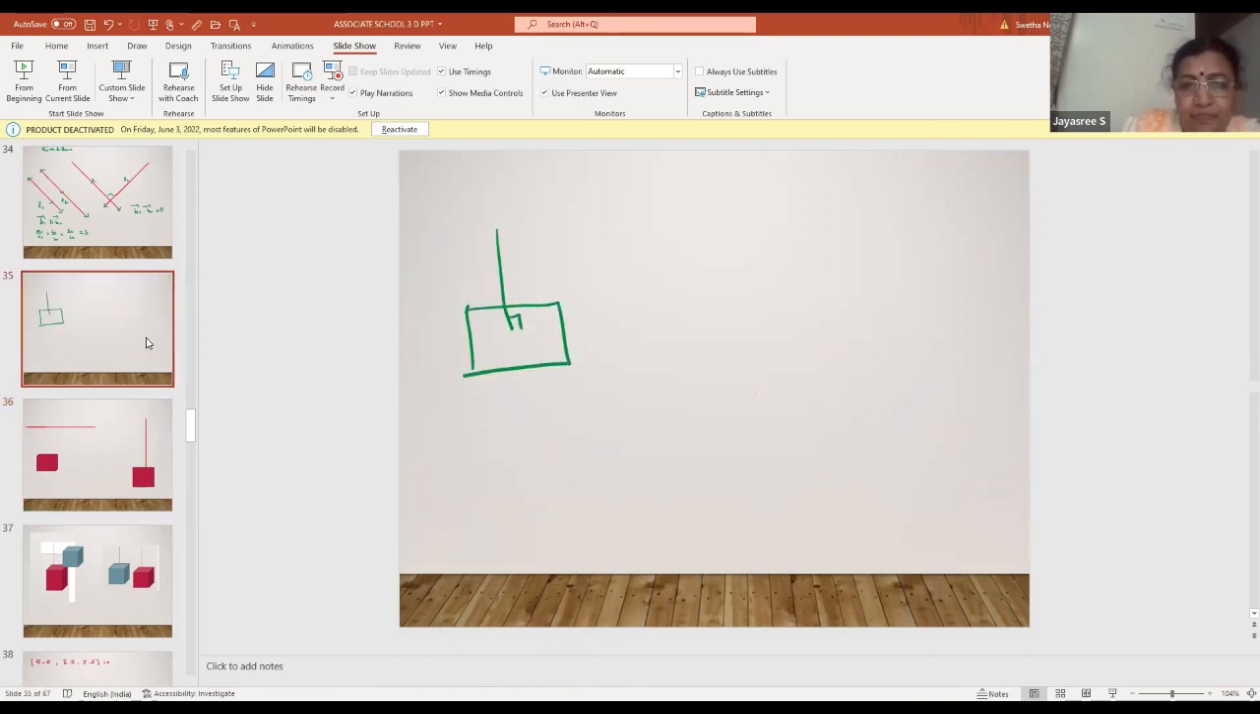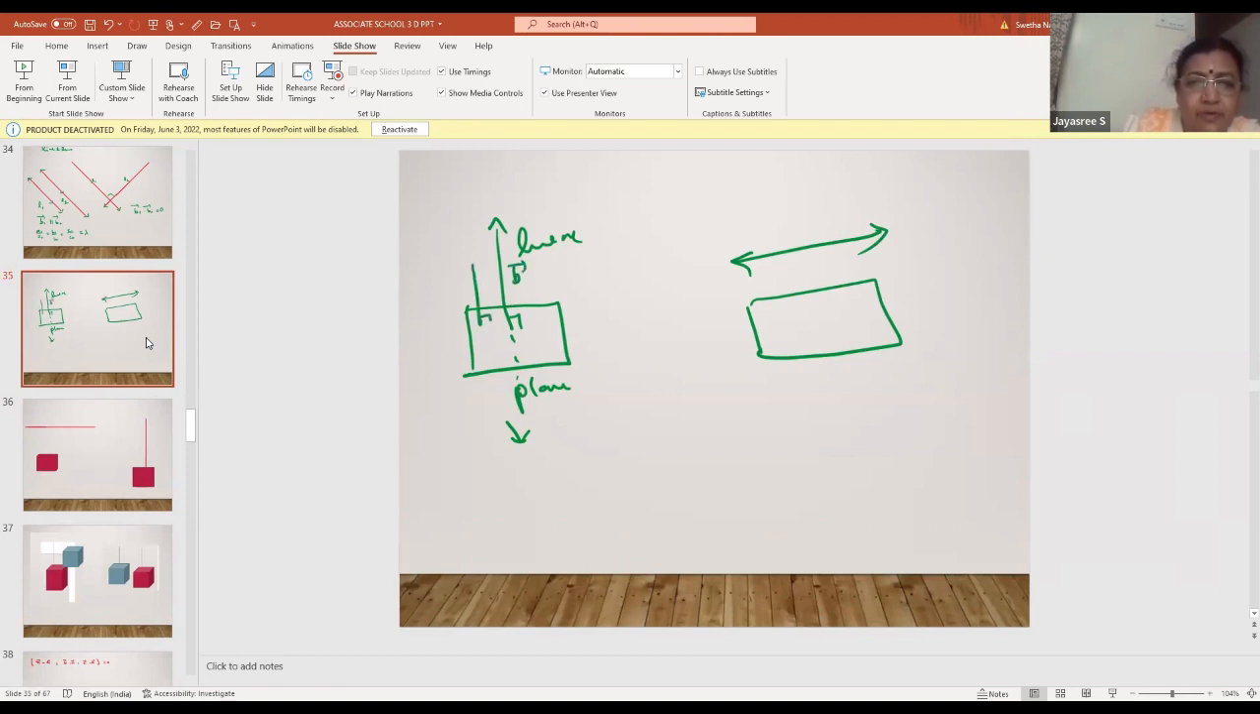The line is perpendicular to the plane, and the line is parallel to the plane. So what happens here? The line has the b vector and the plane has the normal vector. When the line is perpendicular to the plane pi, the n vector is parallel to the b vector. When the b vector is perpendicular to the n vector, your line is parallel to the plane. At that time, the n vector is perpendicular to the b vector.